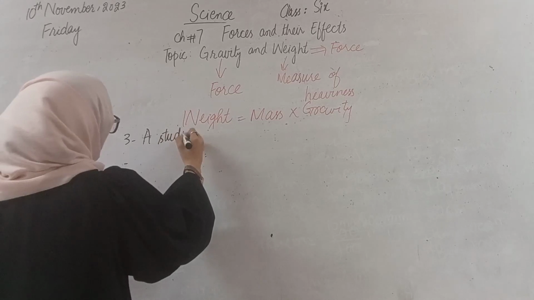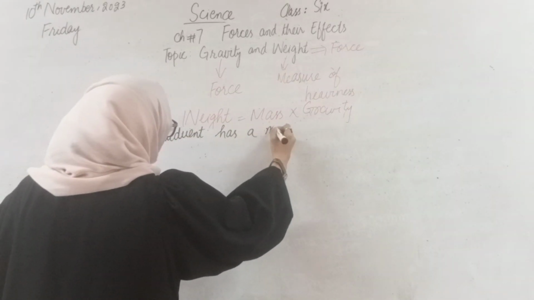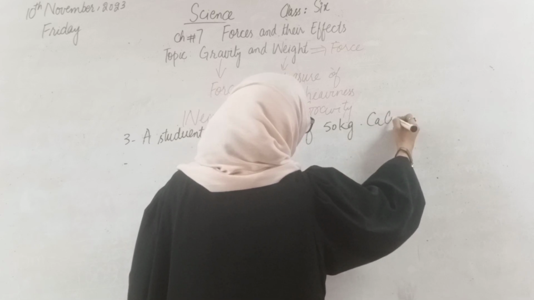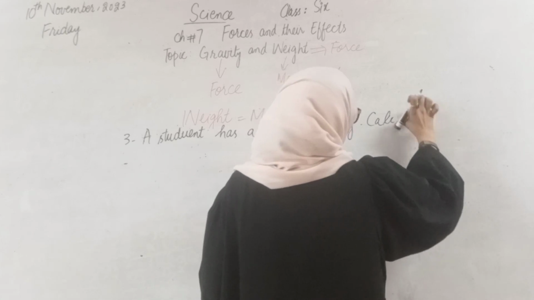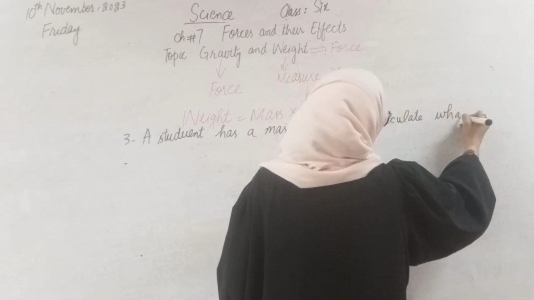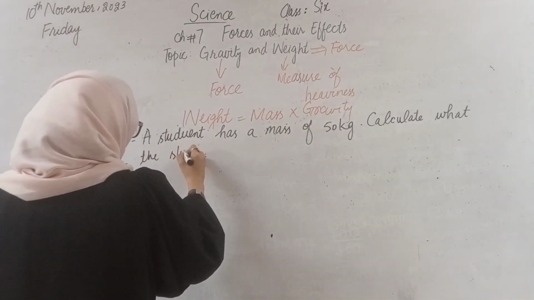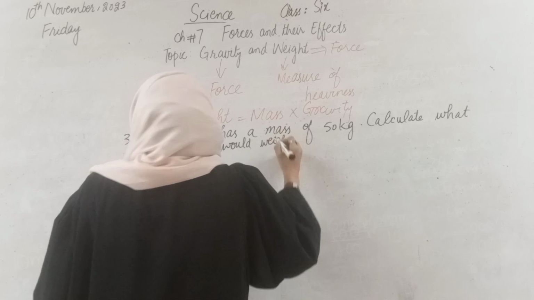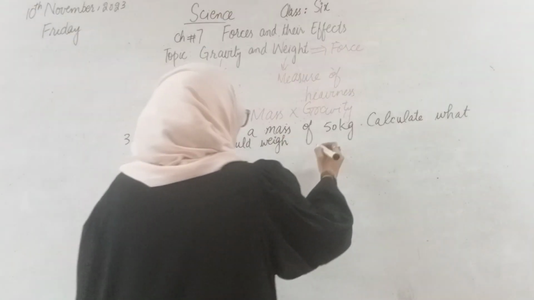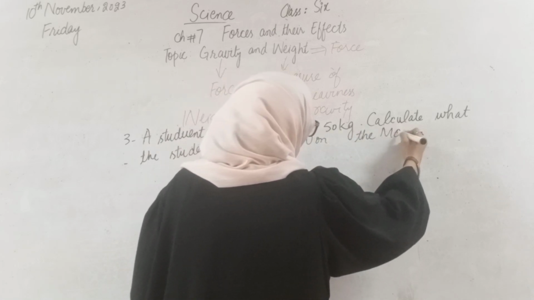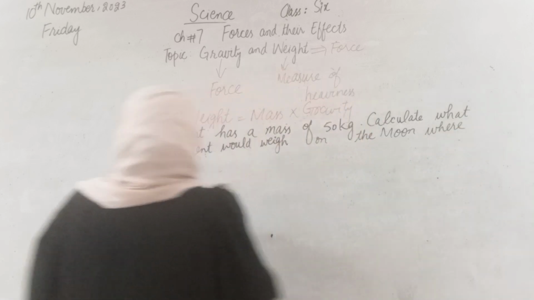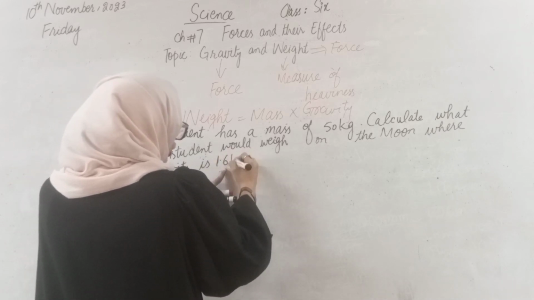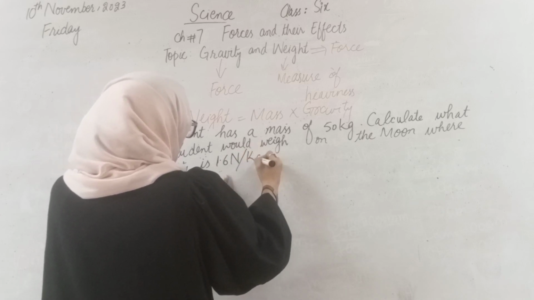A student has a mass of 50 kilogram. Calculate what the student would weigh on the moon where gravity is 1.6 Newton per kilogram.